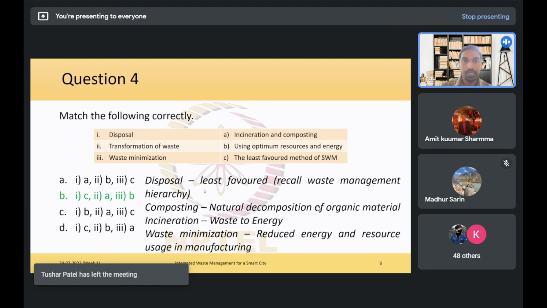And finally, what we mean by waste minimization is to use less energy, and also to use less material in the manufacturing processes and in the production processes, so that we are not generating more wastes in the first place, right? So that is what we mean by waste minimization. So the correct match is given in option B.